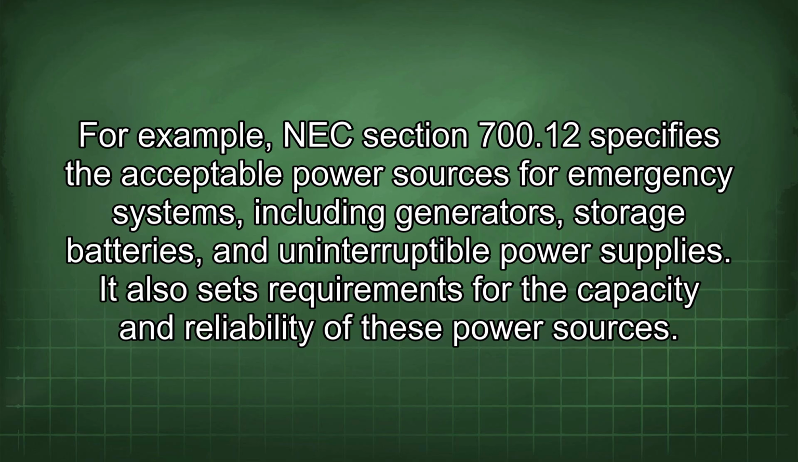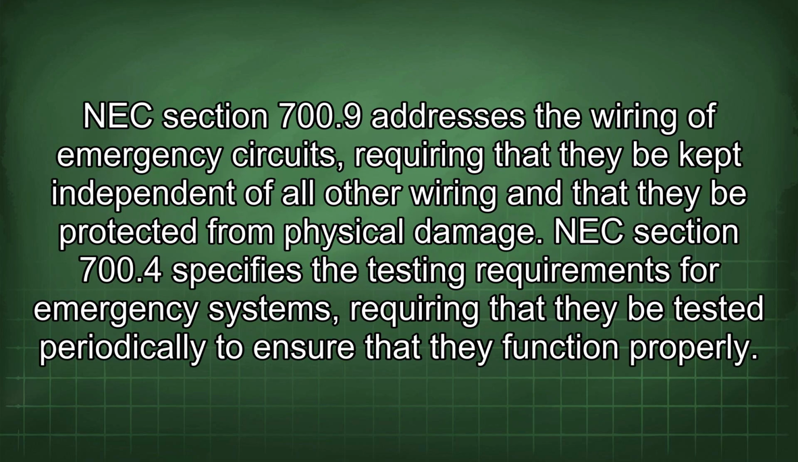For example, NEC Section 700.12 specifies the acceptable power sources for emergency systems, including generators, storage batteries, and uninterruptible power supplies. It also sets requirements for the capacity and reliability of these power sources. NEC Section 700.9 addresses the wiring of emergency circuits, requiring that they be kept independent of all other wiring and that they be protected from physical damage.